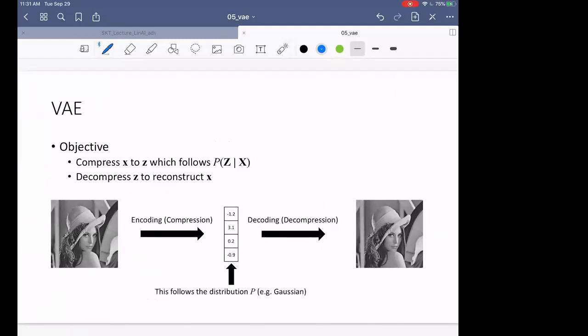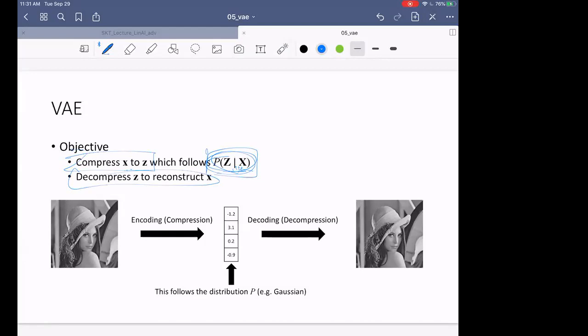In a VAE, the objective is to compress X to Z, and we want that Z to follow a certain distribution. In that case, we can sample from P(Z given X) and generate a new sample. That's the difference between an autoencoder and a VAE: in a VAE, we want the latent space Z to follow a certain distribution, and to force that, you need some regularization. Before, it was just compress X to Z, decompress Z to X, and that was it. Now there's a new term here, which changes everything.